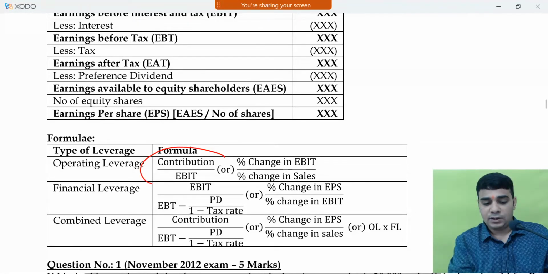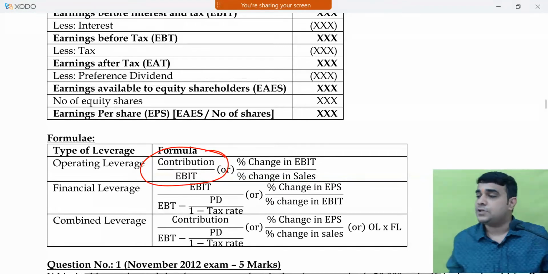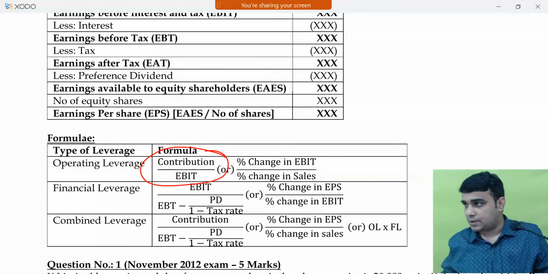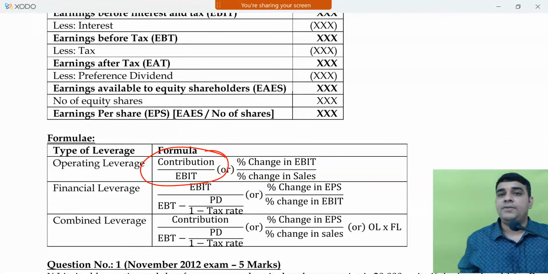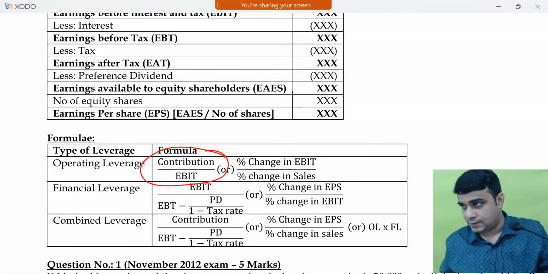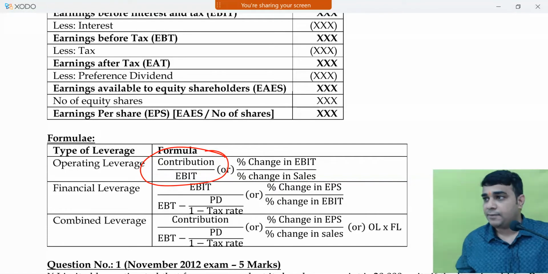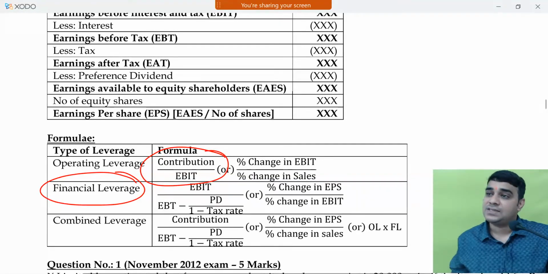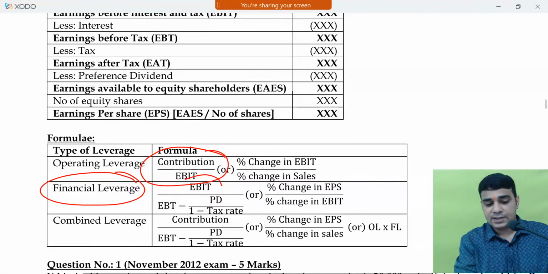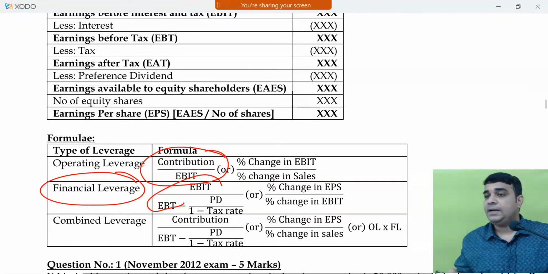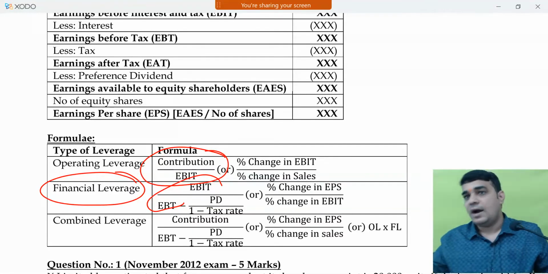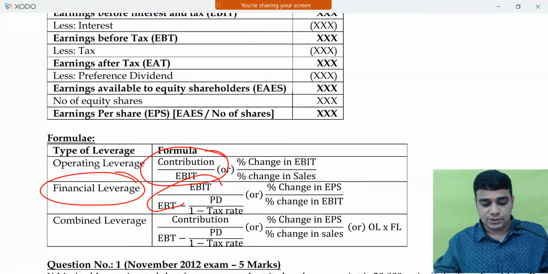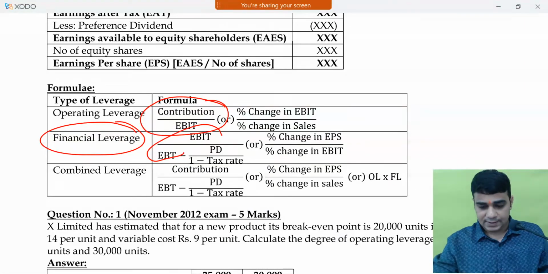What differentiates contribution from EBIT is fixed cost. Contribution minus fixed cost is EBIT. Operating leverage occurs because we have fixed cost. Financial leverage occurs because we have interest and preference dividend. The differentiator is this: from EBIT to EBT, the gap is interest, and from there you have to subtract the preference dividend. Combined leverage is the multiplication of these two. Let's start with problems. Let's come to question number 1.